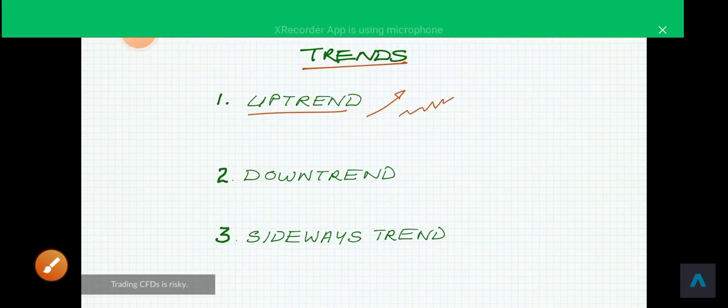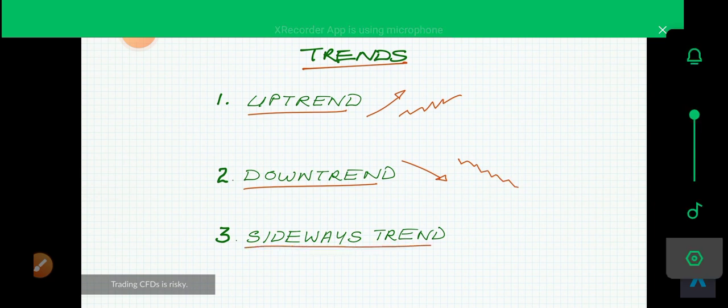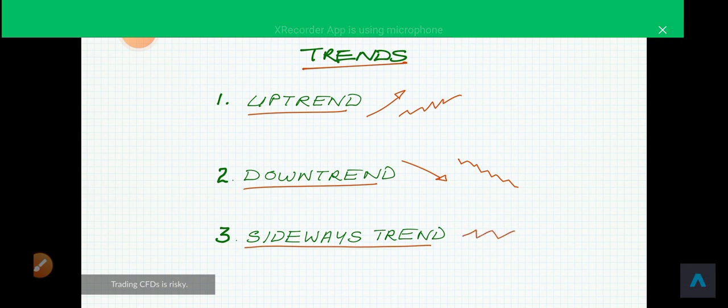A bit more like this. And then we have a downtrend, where the overall direction of the market is downwards and the actual movement of the market might be a little bit more like this. And then we have a sideways trend, which is also called a ranging market. And that's where the price tends to be bounded above and below by consistent levels of support and resistance, so that the overall direction is sideways.